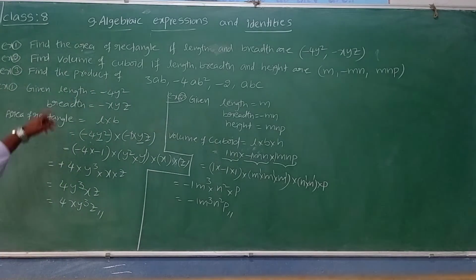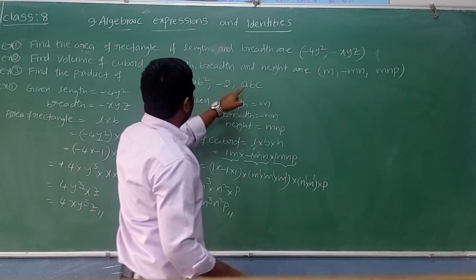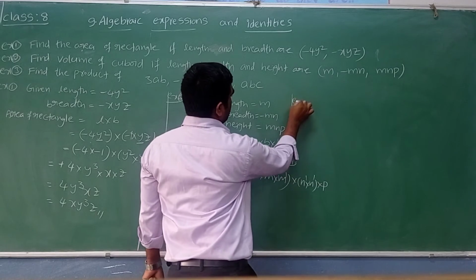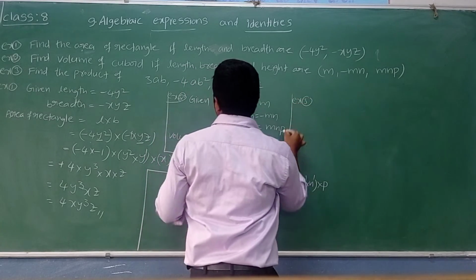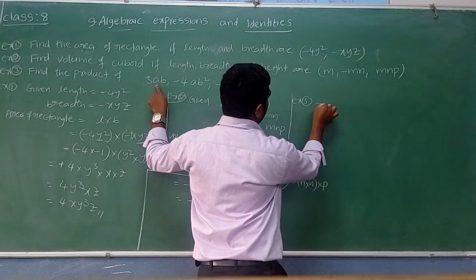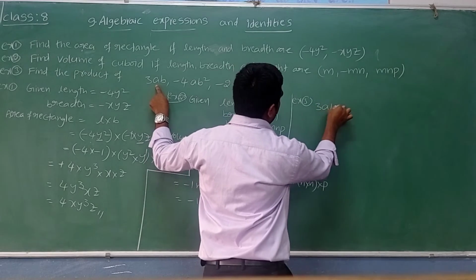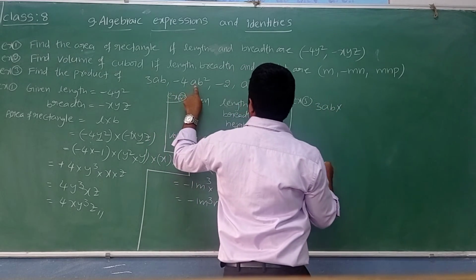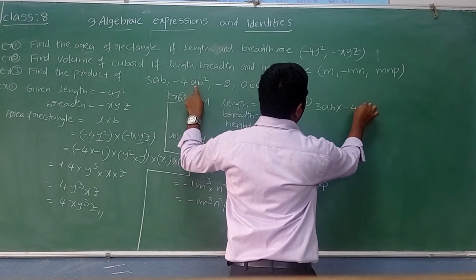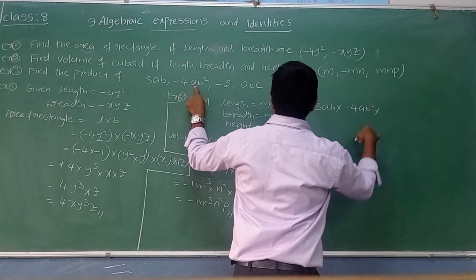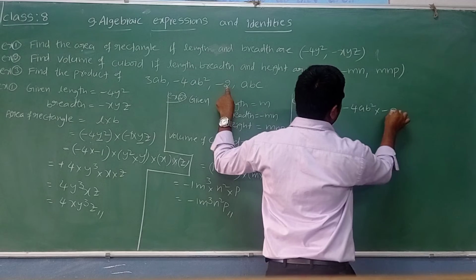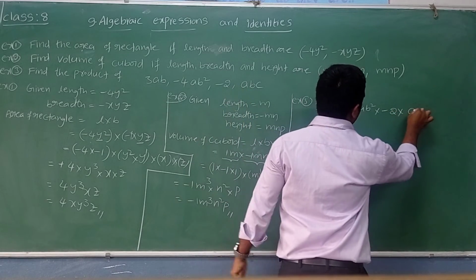And let's see the last one. Find the product of these three monomials. Example 3, they are asking to multiply. Product is nothing but multiplication. First monomial into second monomial minus 4ab square into third monomial minus 2 into fourth monomial abc.